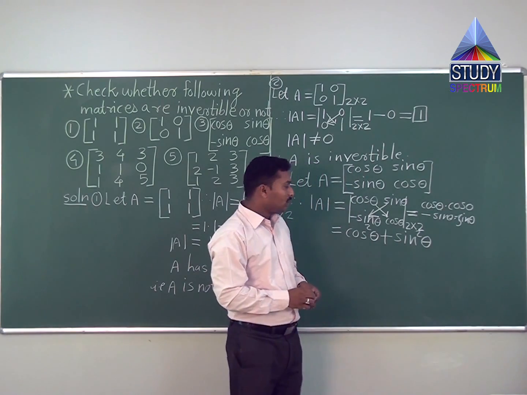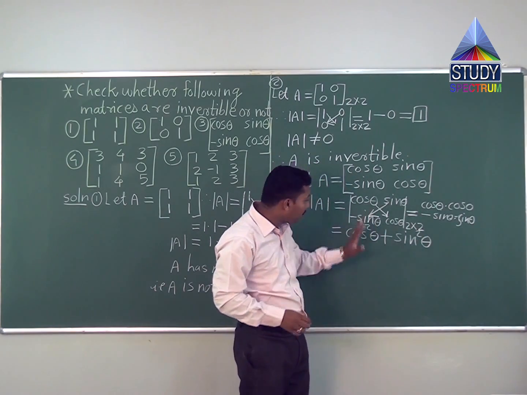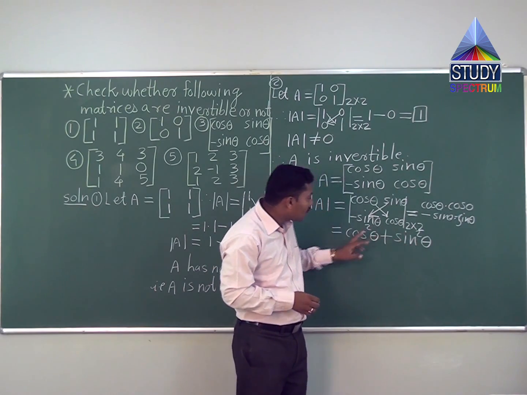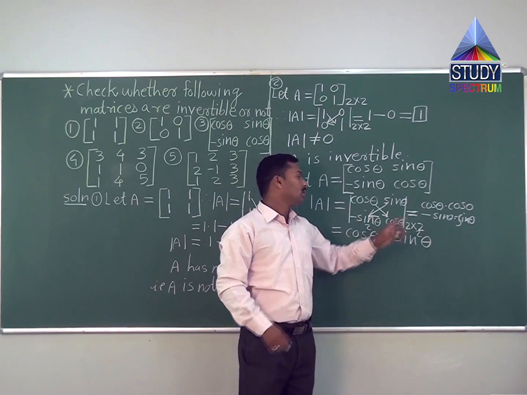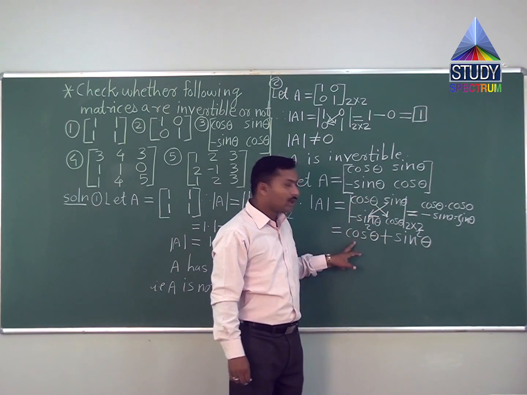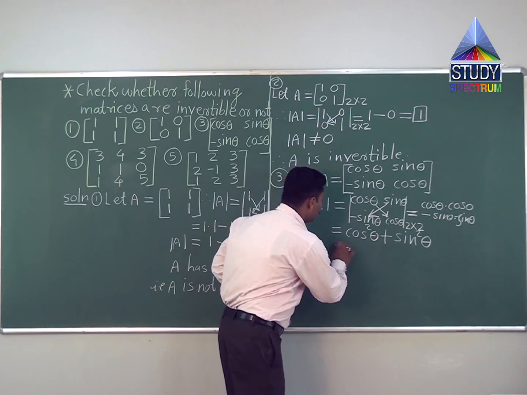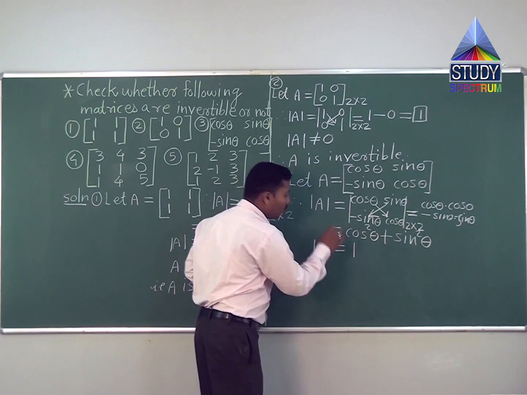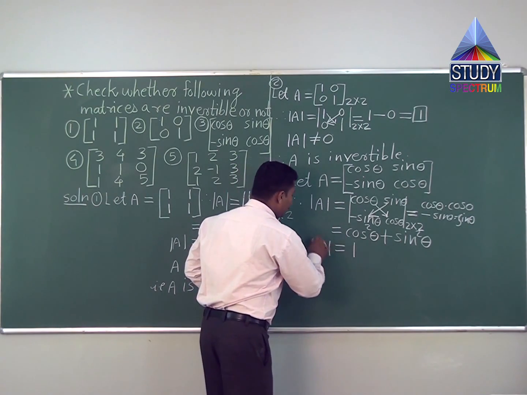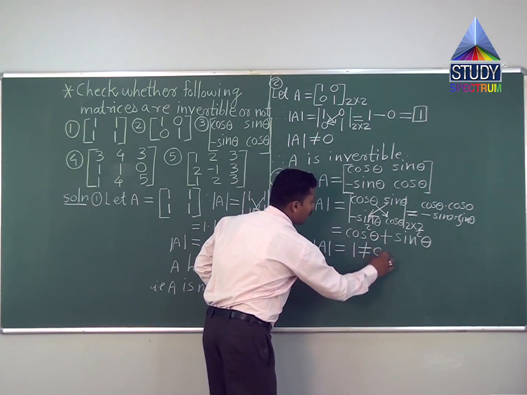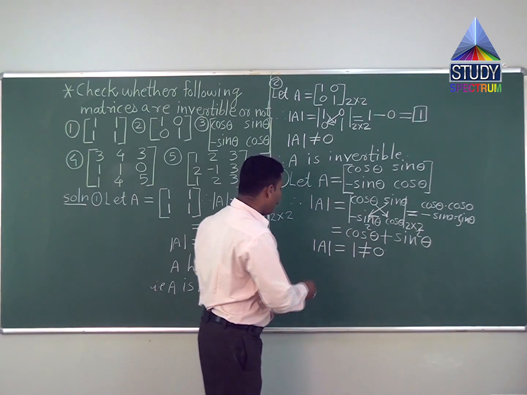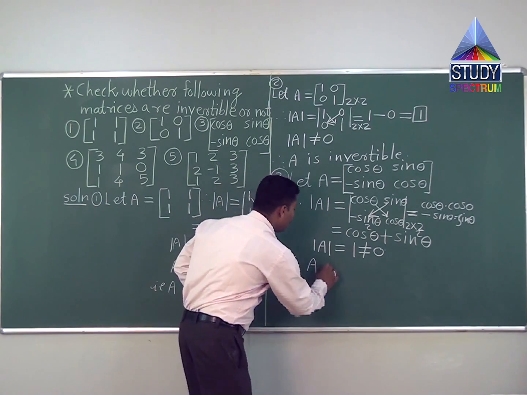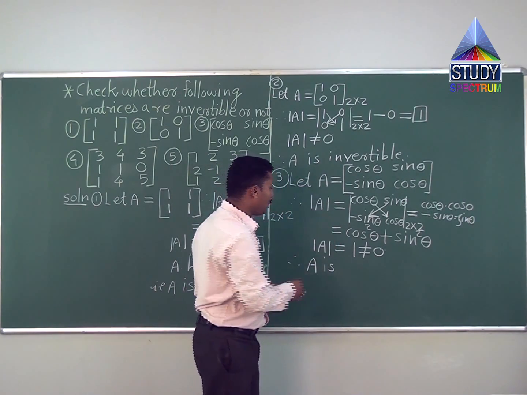So do you know the identity? Sin square theta plus cos square theta equal to what? Recall, sin square theta plus cos square theta is always 1. So determinant A equals 1. This is not equal to 0. This is a non-zero determinant, and therefore the given matrix A is invertible.